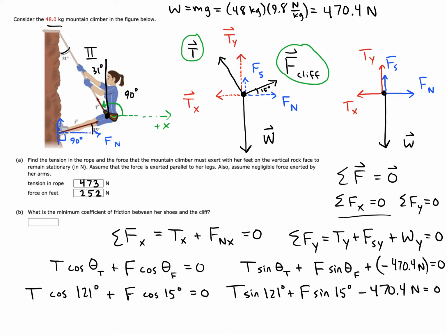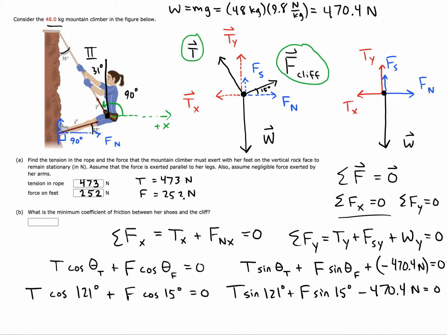I'll just check that though. Check it with both equations. Alright, it checks in the first equation. Yeah, it looks like the second equation checks too. Alright. Now it's saying, what is the minimum coefficient of friction between her shoes and the cliff? Alright, well, we've got T equals 473 newtons. And F is 252 newtons.